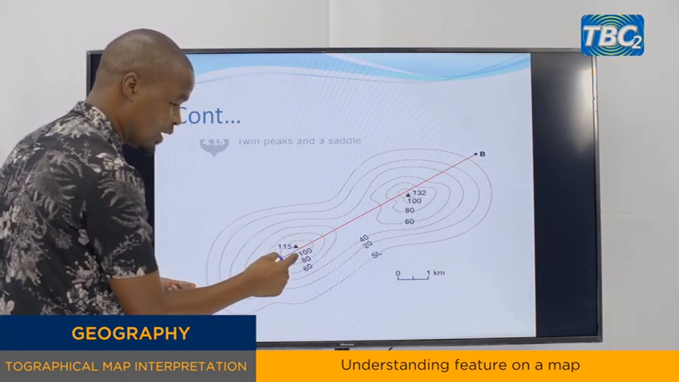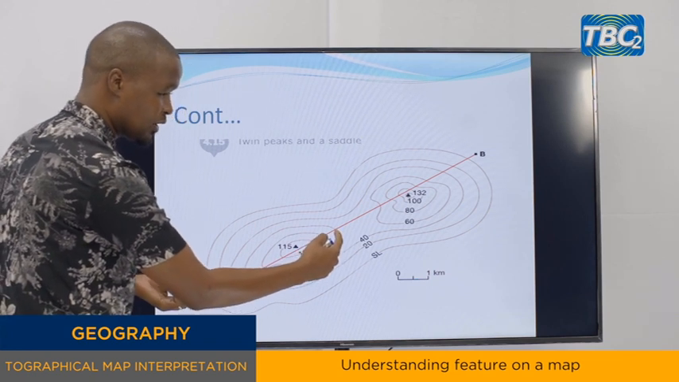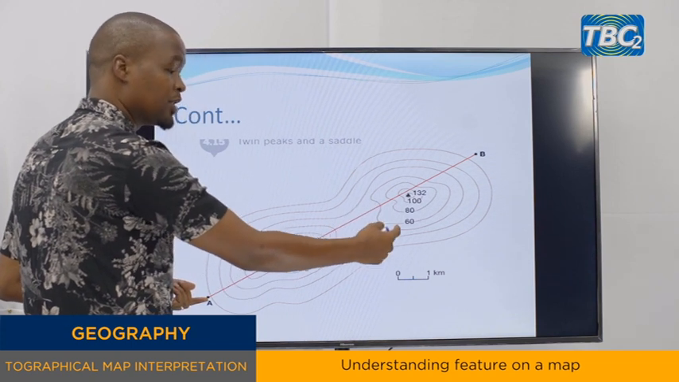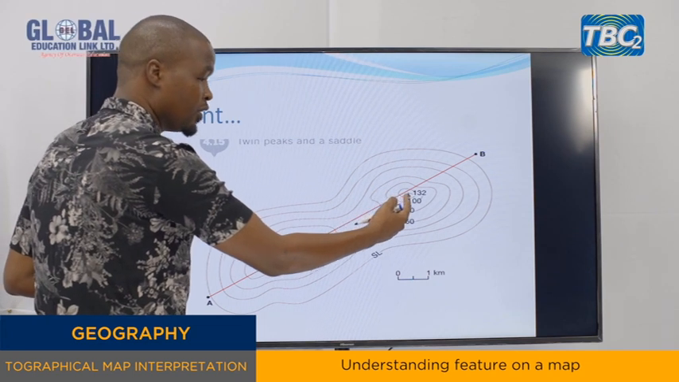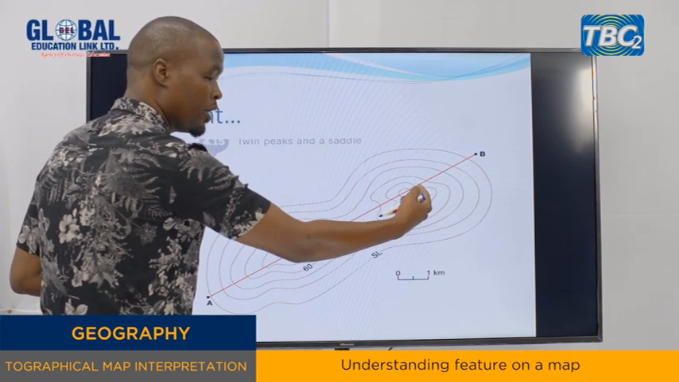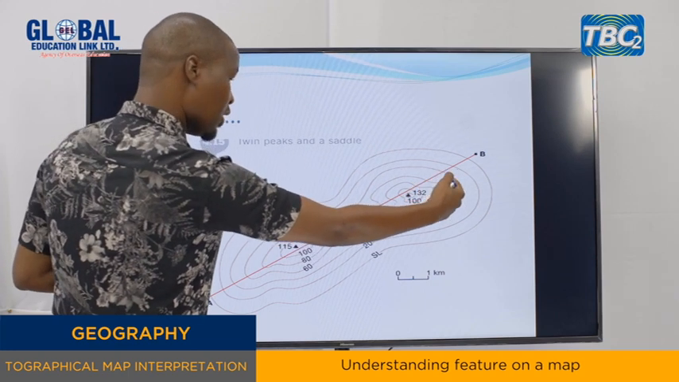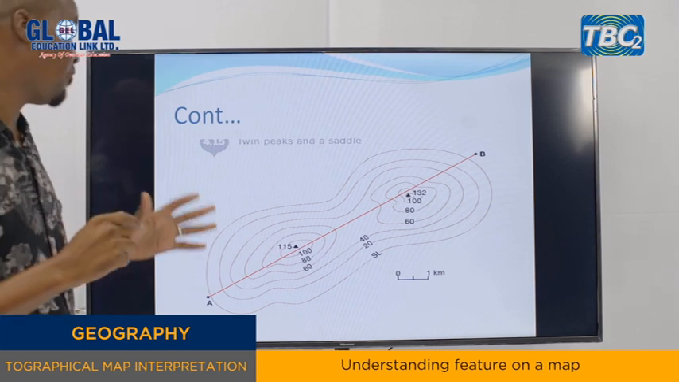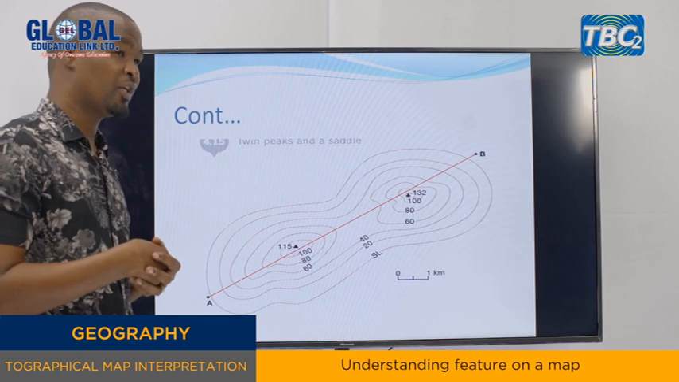This is the contour, 100. Then we have this one, 80. We have this one, 60. Then we find another contour which cuts across my line, 60. Here we have 80, here we have 100. Then you go there, we have 100, we also have 80, we have 60. Then we have 40, etc. See? I have observed carefully and found there are different contour lines that cut across my straight line.